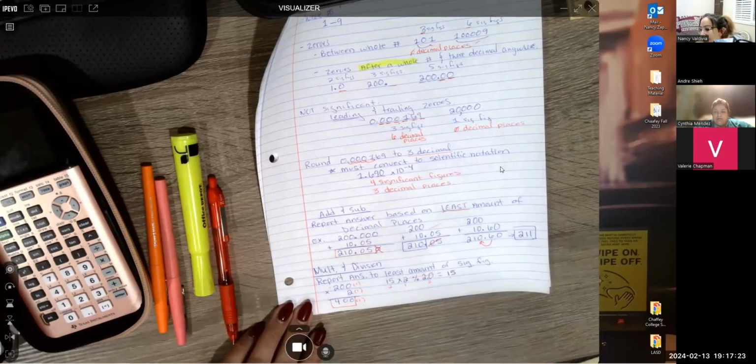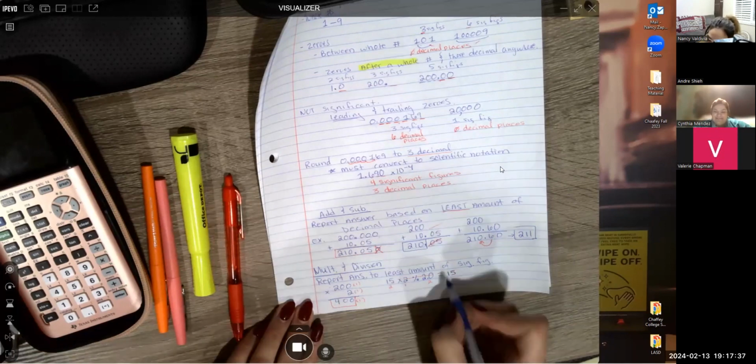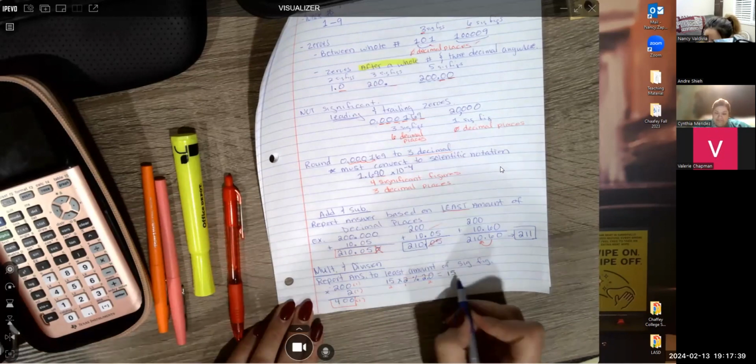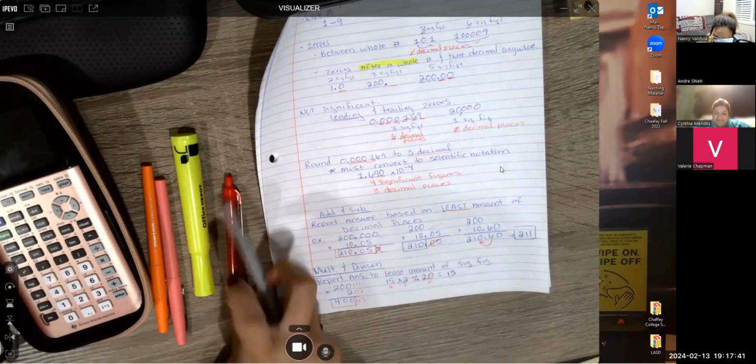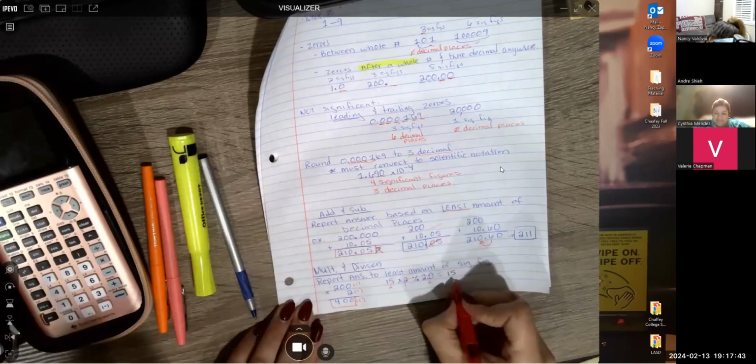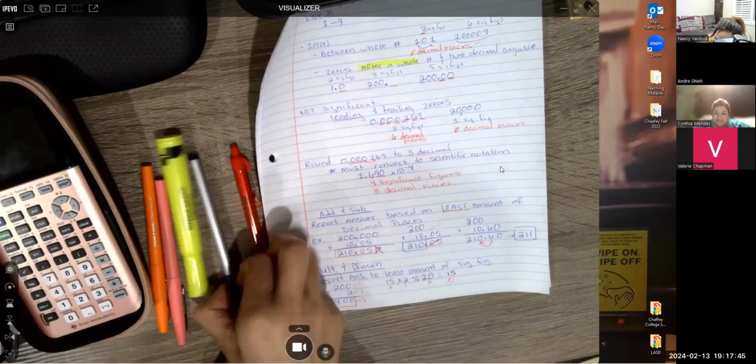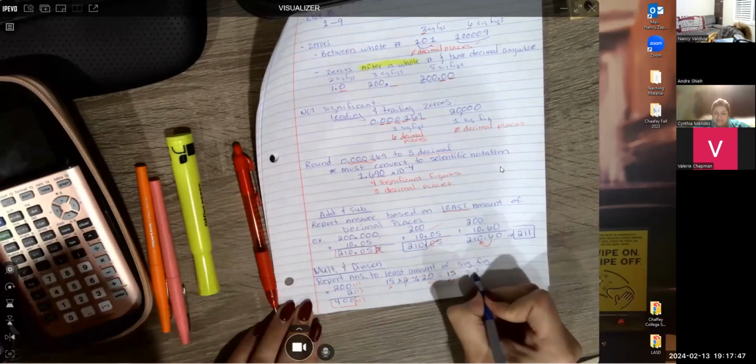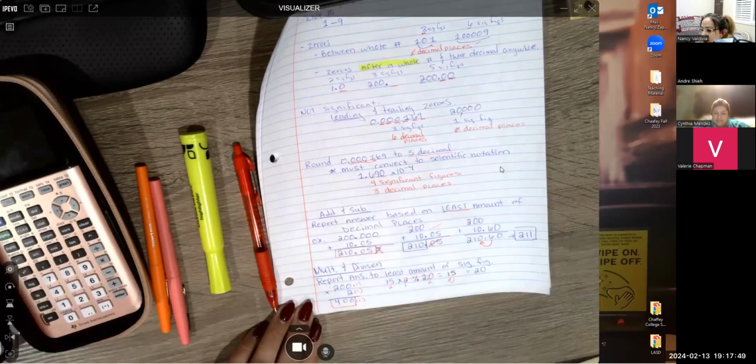We have the answer of 15. That's 2 significant digits. So how can I report 15 in 1 significant digit? That's where I get stuck. So this one right here, the 5 rounds up the 1 to a 2, and you report it as 20.